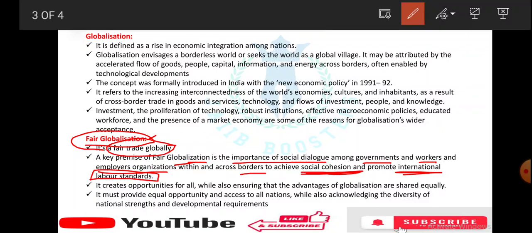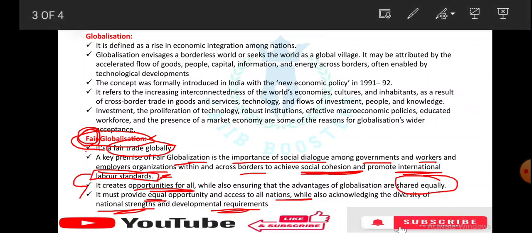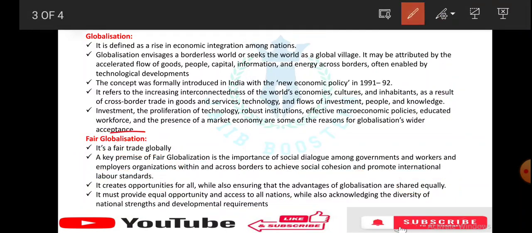It creates opportunities for all. As it is promoting international labor standards, it may create opportunities for all, while also ensuring that the advantages of globalization are shared equally. Fair globalization, the name itself says it is fair, where it is shared equally. It must provide equal opportunities and access to all nations while also acknowledging the diversity of national trends and developmental requirements. So here we have to mainly focus that fair globalization is nothing but achieving social cohesion, promoting international labor standards. There should be equal opportunity for all.